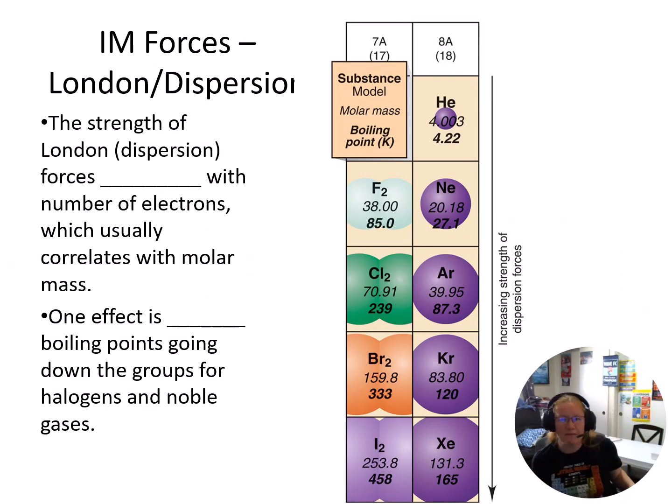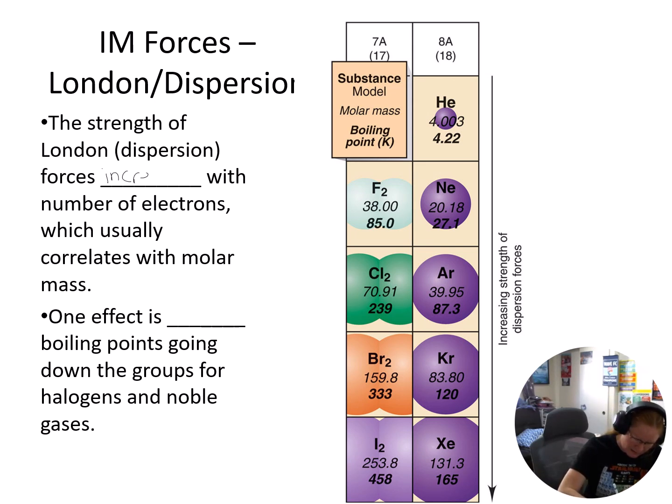When I look at my dispersion forces, the strength of these forces is going to increase with the number of electrons. Typically, that correlates to molar mass because if I add more protons, I've also added more electrons for a neutral ground state species.